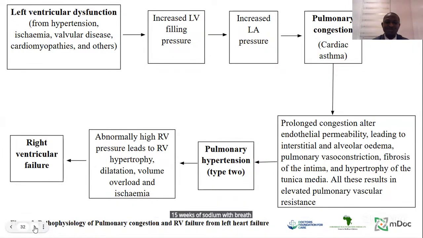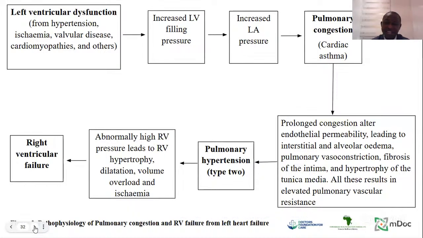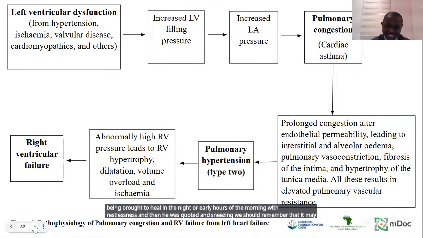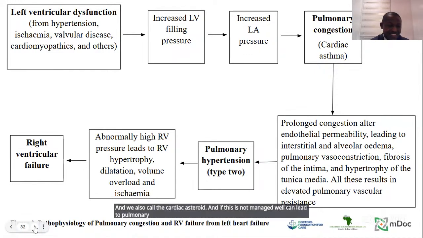And so it's not unusual to see patients being brought to the ER in the night or early hours of the morning with breathlessness, and then on auscultation, wheezing. We should remember that it may not be an acute asthmatic attack. It may be paroxysmal nocturnal dyspnea, which we also call cardiac asthma. And if this is not managed well, it can lead to pulmonary hypertension, which can lead eventually to right ventricular failure. Next slide, please.